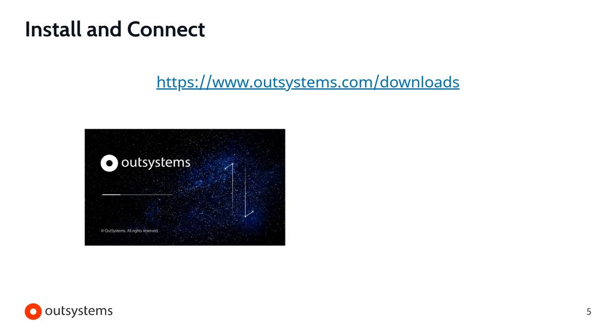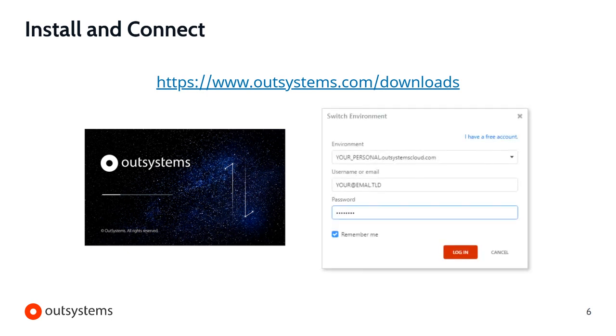To get started with Service Studio, we simply need to download the executable from the OutSystems website. From there, it's a simple one-click install to get the Service Studio development environment up and running. Once it's up and running, we do have to connect to an environment or server. This server can be in the cloud or it can be an on-premise server in your own data center. All we need is the server address, a username, and the password.